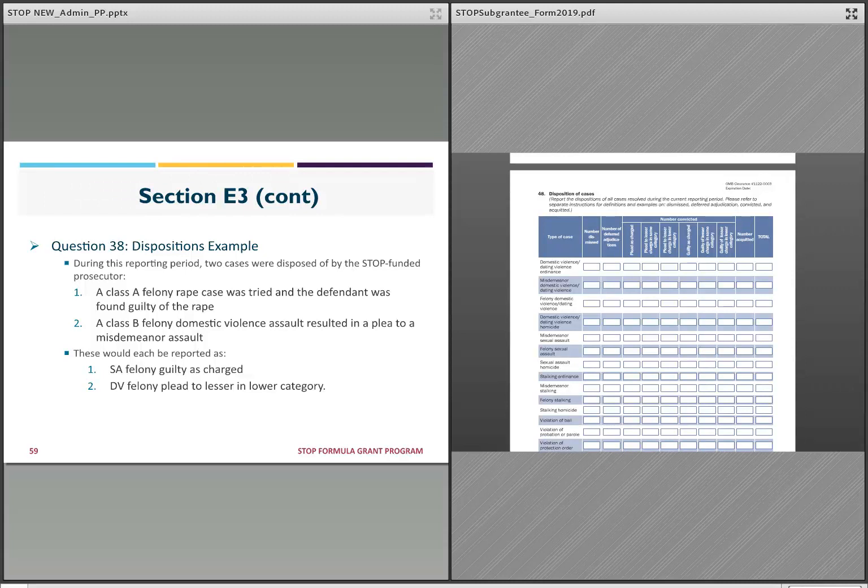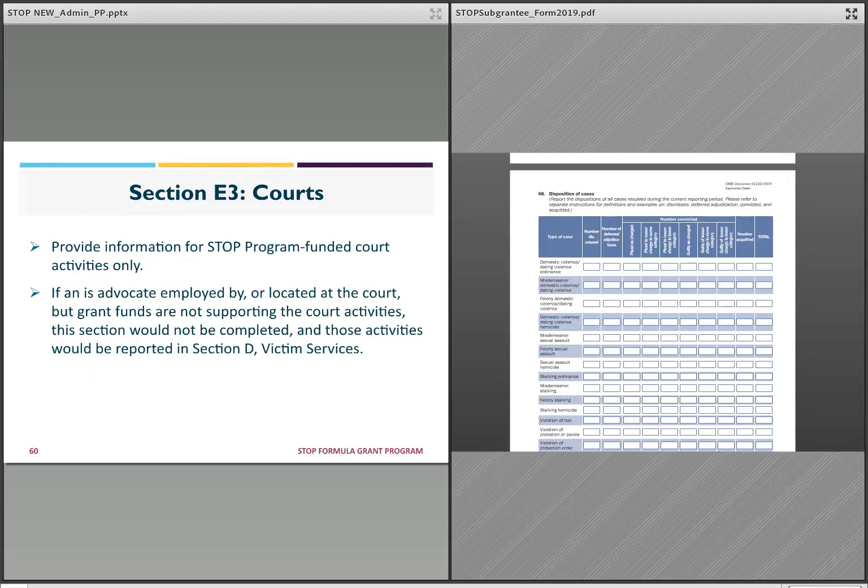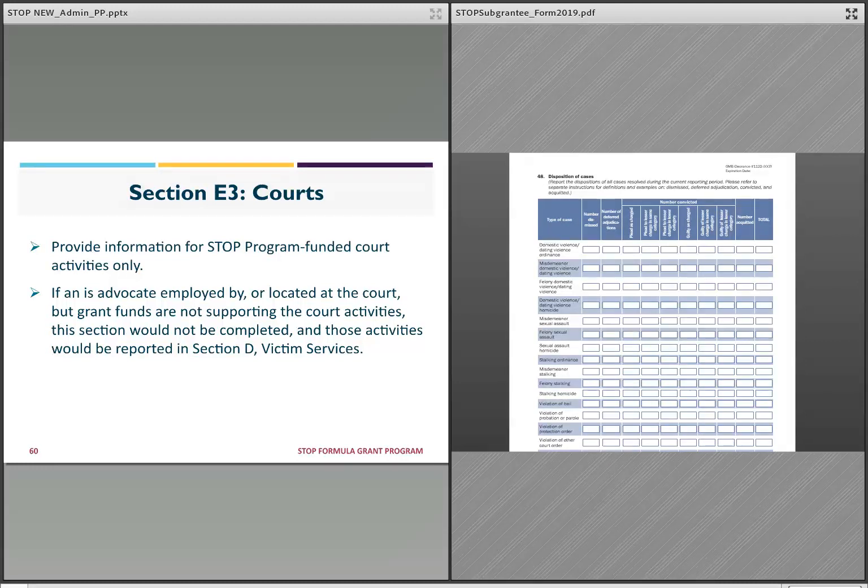If, for example, a Class A felony rape case was tried and the defendant was found guilty of the rape, then the subgrantee should report that case under sexual assault felony, guilty as charged. One more disclaimer about question 48, disposition of cases, is that each case should only be reported as one disposition, regardless of the number of charges involved. And that is, again, because it should be reported by the highest charge.